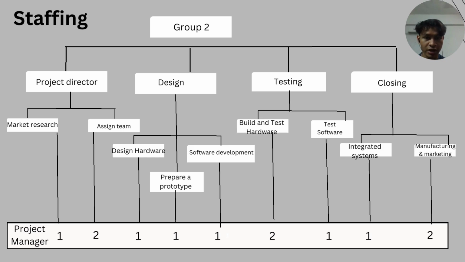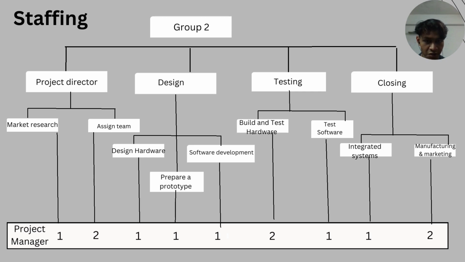And then for the design, we have three: design hardware, software development, and preparation of a prototype. For the design hardware team, we assign one project manager. For preparation of a prototype, we hire one project manager. And for the software development, we also hire one project manager.